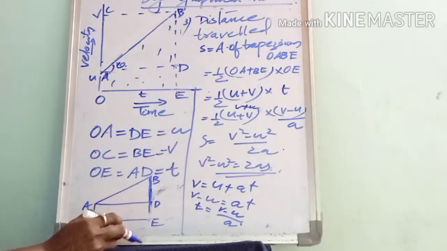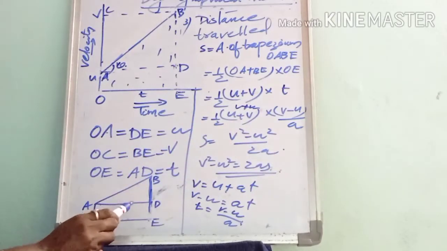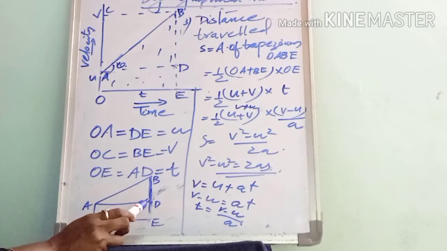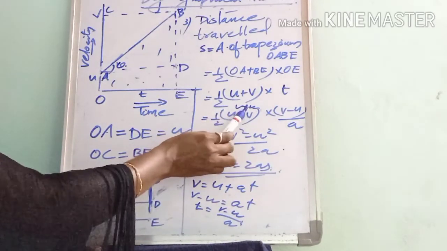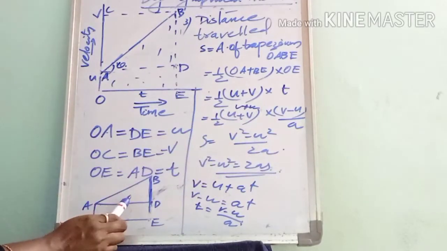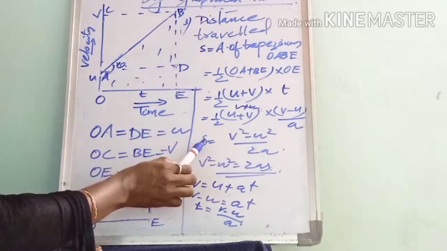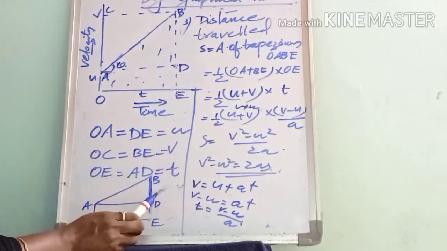Both are correct. Actually this is in the form of A plus B into A minus B, that is V plus U into V minus U. You know what is A plus B into A minus B? Which is A square minus B square. And here V plus U into V minus U can be written as V square minus U square, into 1 by 2A. So we got S equal to V square minus U square by 2A.